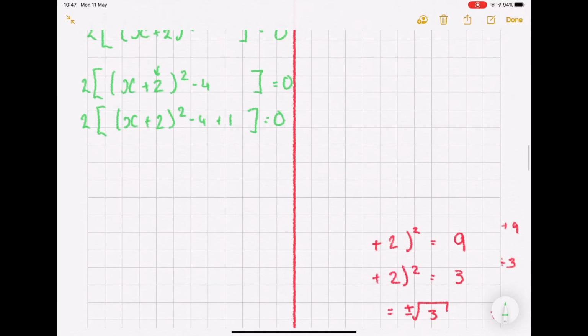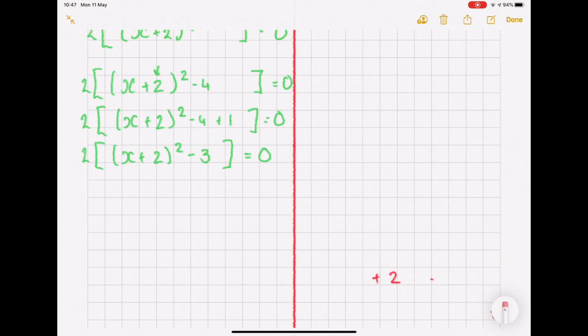And our last step is to simplify. So minus 4 plus 1 gives us minus 3. Okay, fantastic. Let's get rid of all this working out from earlier down there. So now we can expand this big square bracket. If we do, we times 2 by everything inside that bracket. So we end up with 2x plus 2 all squared minus 6 equals 0.